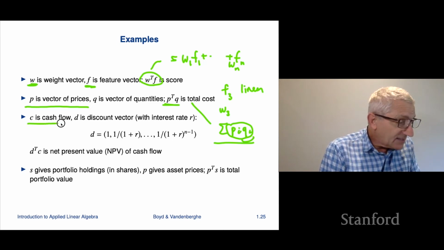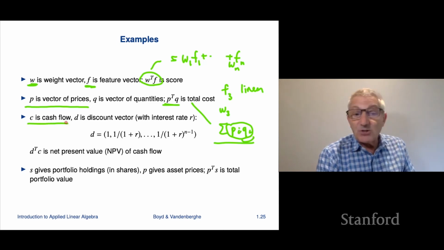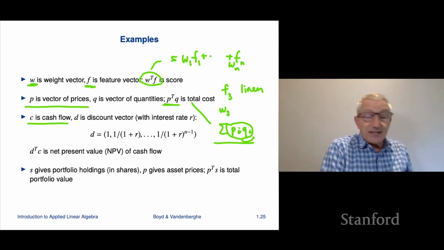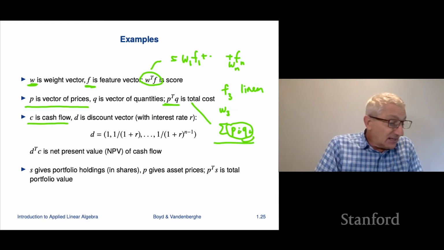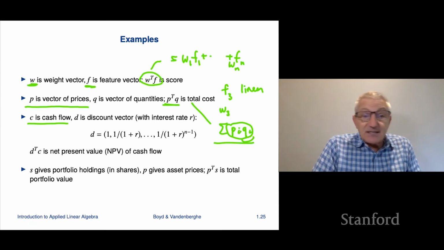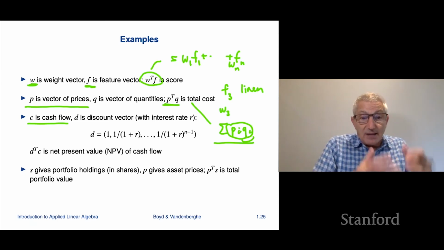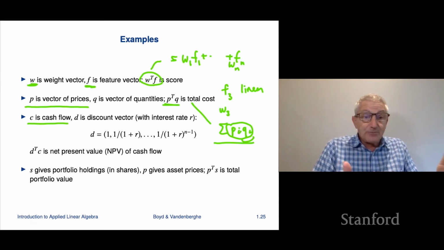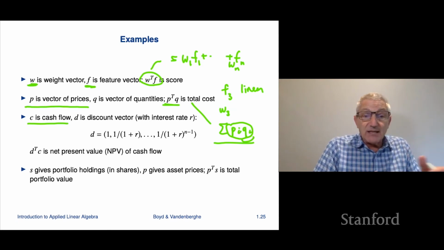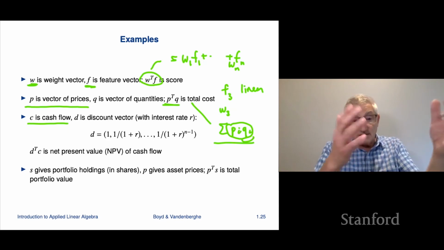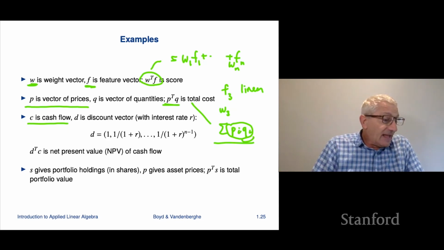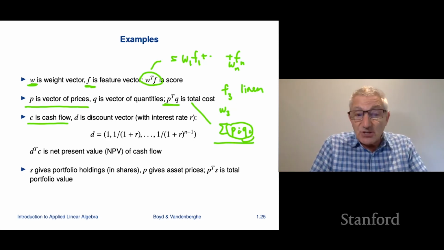Here's one from finance. It's an interesting one. This comes up all the time in finance. And it goes like this. C is going to be a cash flow vector, right? What that means is that C1 is the amount that you are paid now. C2 is the amount that you're paid in the next period. Let's say it's yearly. So a year from now, you get a payment C2. C3 is the amount you're paid in 2 years, and so on.